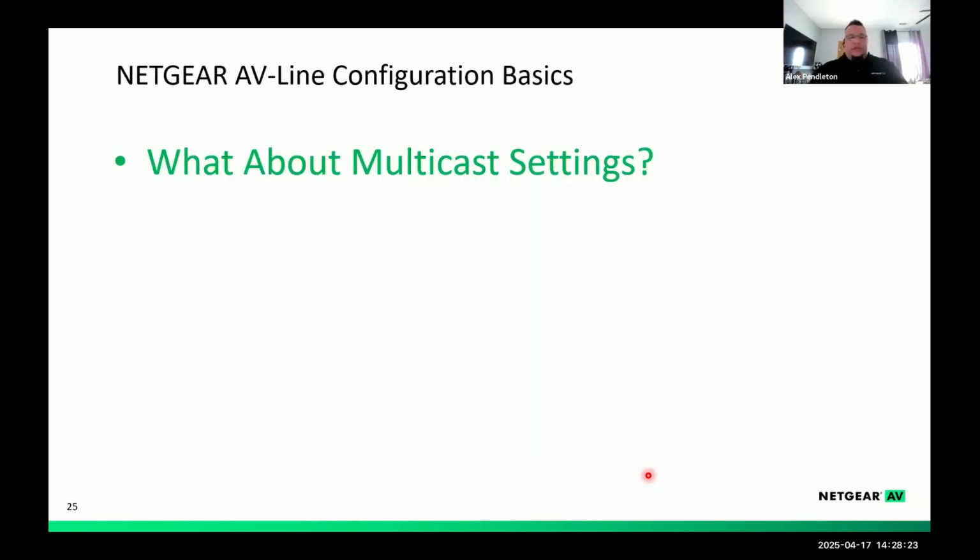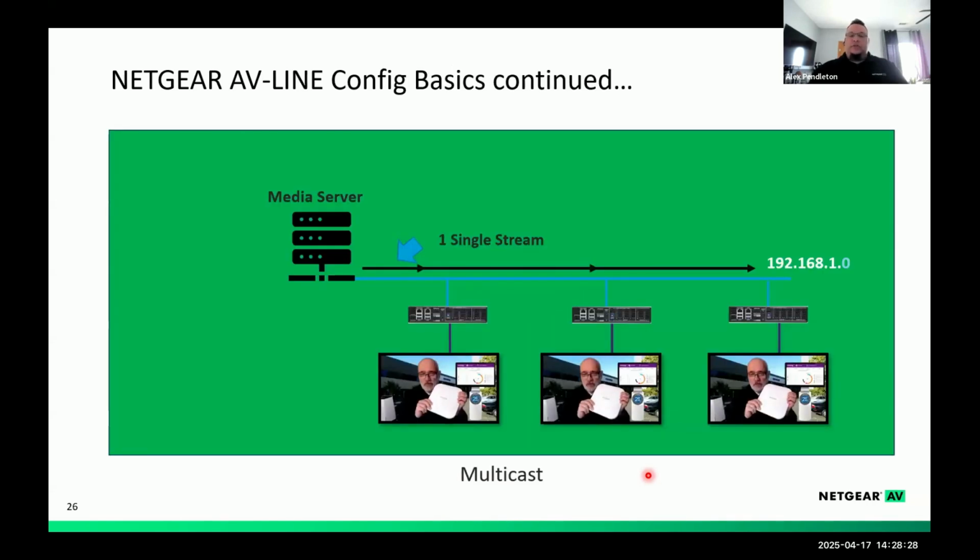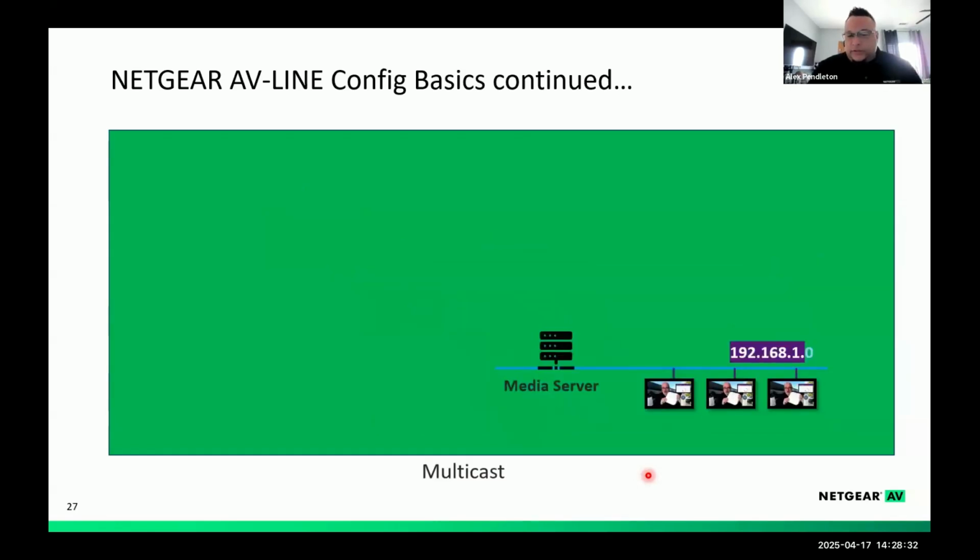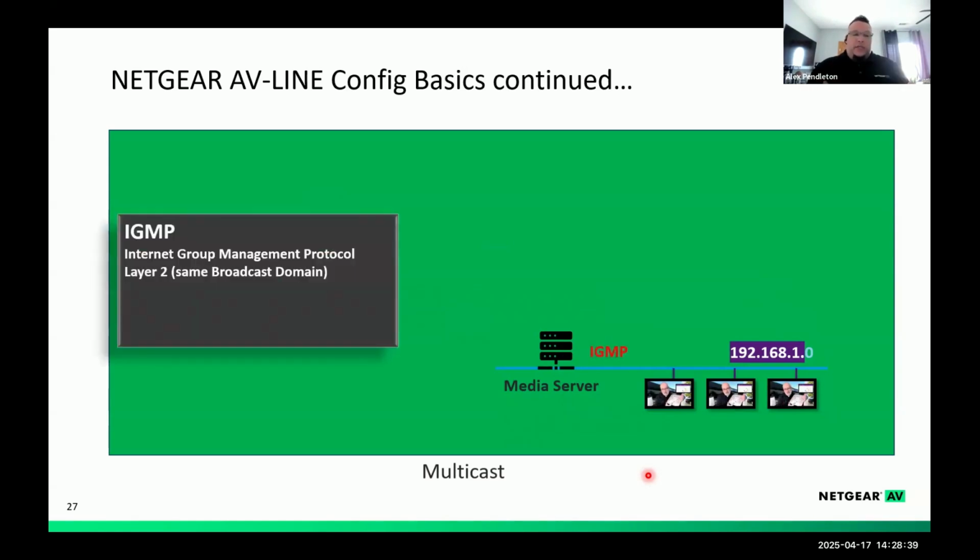But you do need some things. As we talked about, you need some settings. You need some things to be installed on the network. So let's take our stream. Let's say we have our media server streaming to our endpoints. Everything looks fine. I do need IGMP configured.